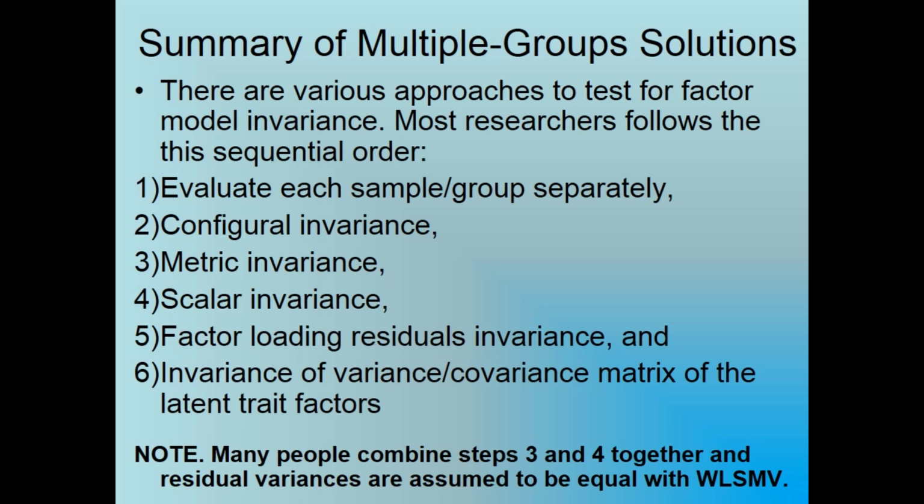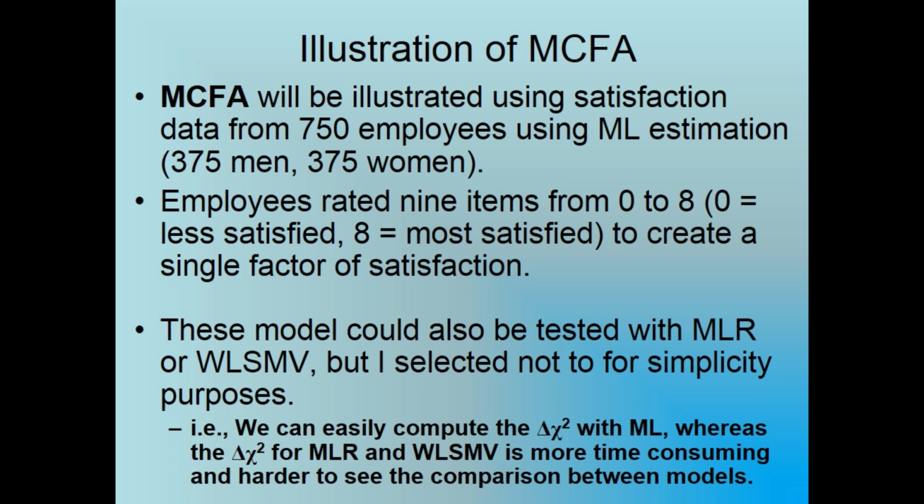In this example, we're going to test satisfaction across 750 employees using maximum likelihood estimation. In this case, we have the exact same sample size for both male and female employees. Typically, you'd prefer relatively equal sample size across both groups. If not, your parameter estimates may be more stable for one group versus the other group. Perhaps most importantly, though, what's going to happen is for your configural invariance model, the sample with a larger sample size will actually carry more weight in that configural invariance model than the one with a smaller sample size.